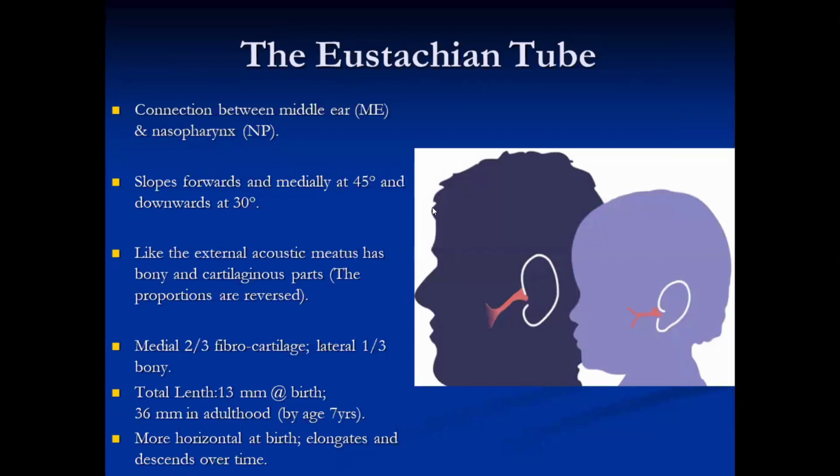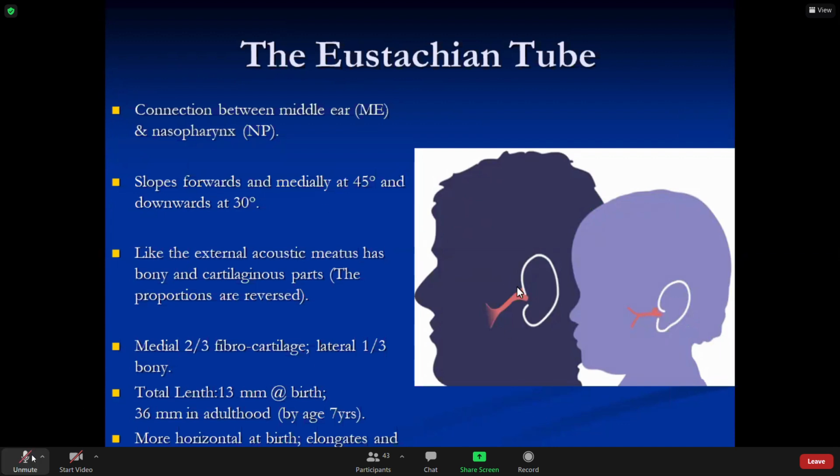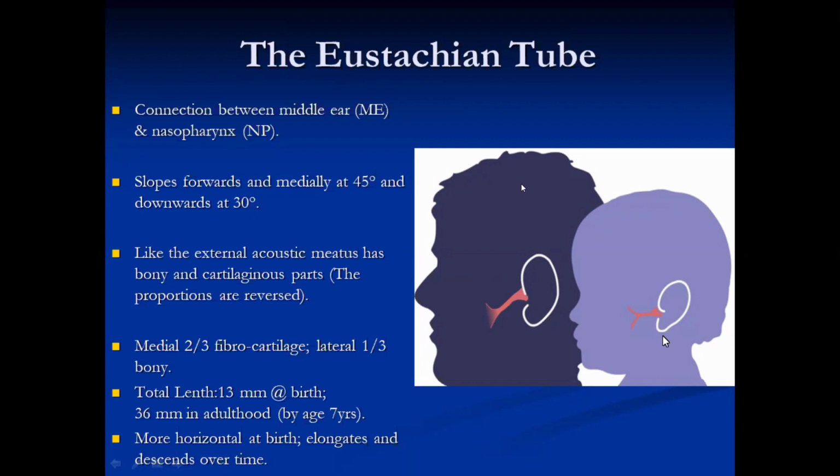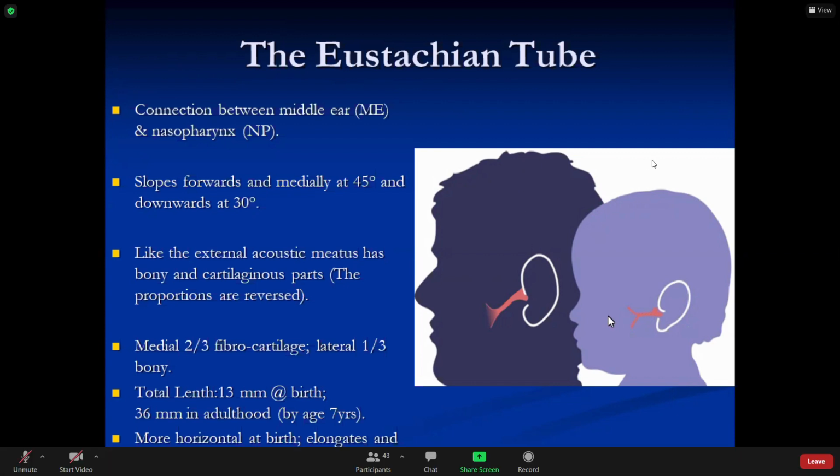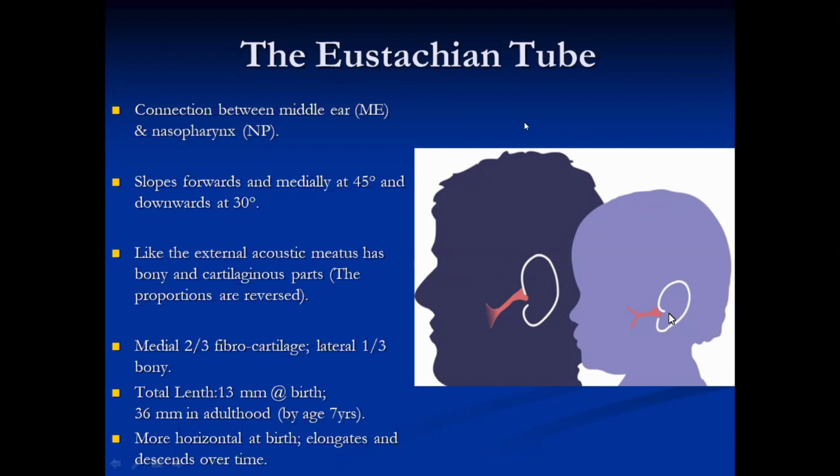The eustachian tube connects the middle ear to the back of the nose. In the adult, it is slanted at about 45 degrees downwards and medial. In the child, it's almost horizontal. And this has implications because if a child is lying down and drinking, it is conceivable that material can go into the middle ear from the nasopharynx if you have some amount of regurgitation.